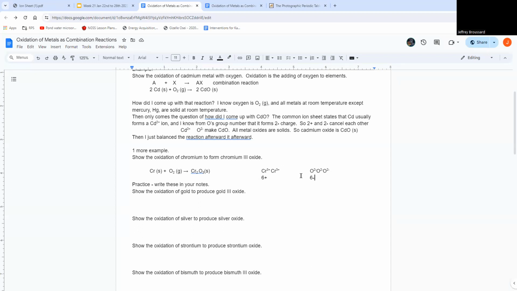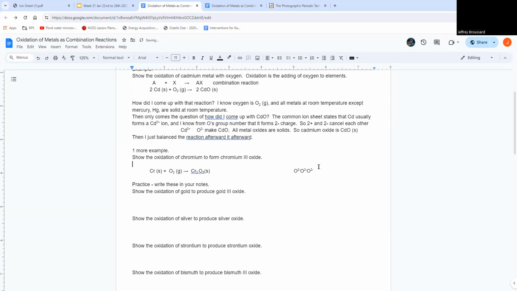And these two things come together in the form of Cr2, representing these 2 Crs, and O3, representing these 3 Os, with this much total charge contribution and this much total charge contribution to cancel each other out. So let's go ahead and write that as such. Cr2O3.